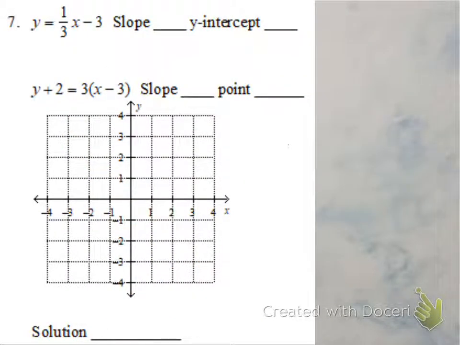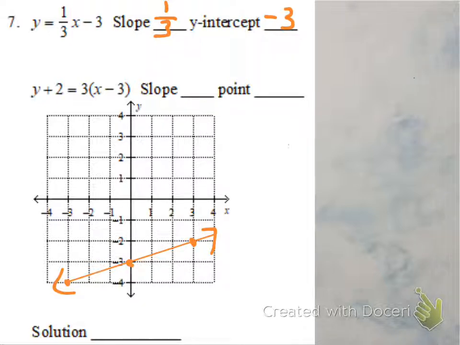Number 7, we've got a slope of 1/3, y-intercept of -3. So plot a point at -3, go up 1 to the right 3. You can also go down 1 to the left 3, and then we'll connect those. So we have our first line graph.